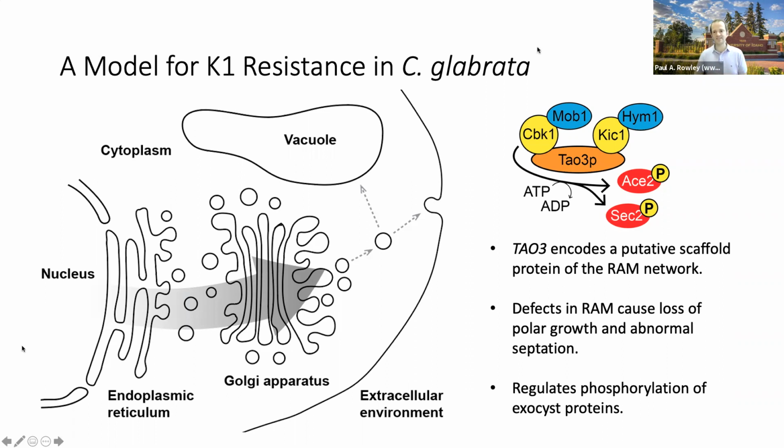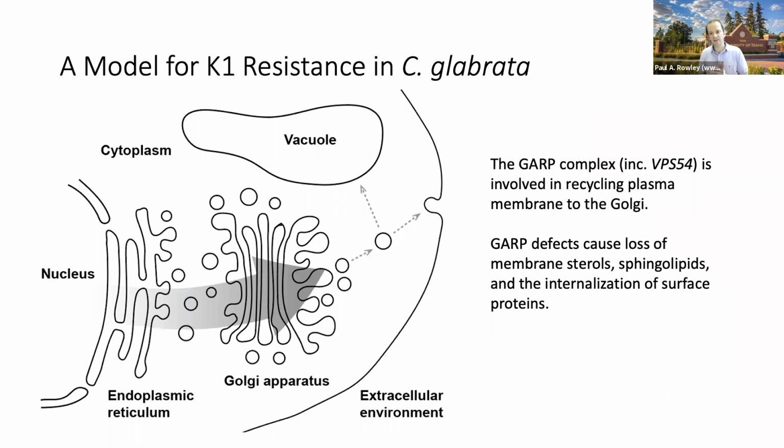So we think that these Tau3 mutants are disrupting SEC2 mediated exocyst regulation, and therefore interfering with membrane and cell wall construction, which would knock on to membrane raft formation. Similarly, the GARP complex is where the VPS54 mutant is, and that is known to have impacts on membrane sterols and sphingolipids, which are really important components of lipid rafts. So both of these mutants do seem to fit with that idea of lipid raft disruption. And so we're not quite there yet with this story.